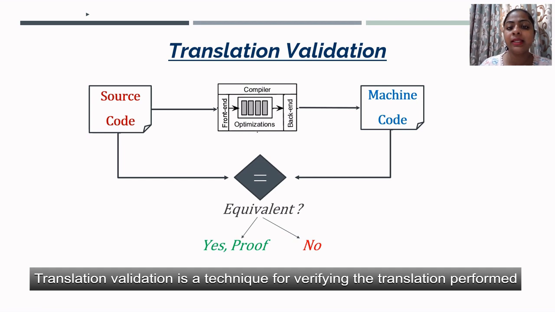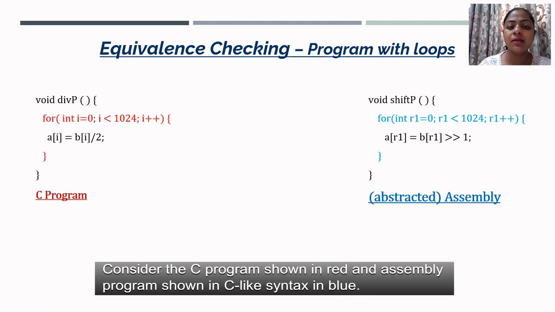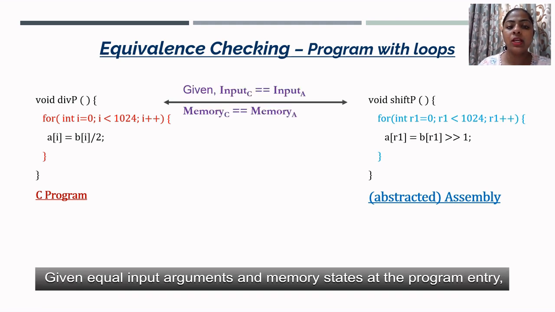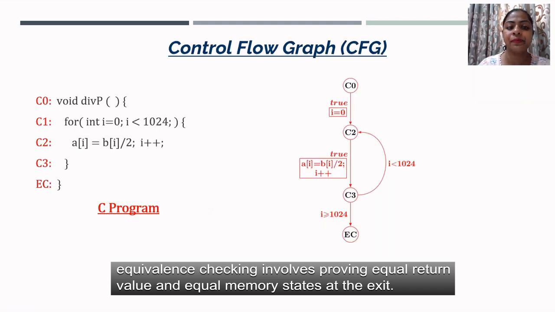Translation validation is a technique for verifying the translation performed by an optimizing compiler from high-level source code to low-level machine code. Consider the C program shown in red and assembly program shown in C-like syntax in blue. Given equal input arguments and memory states at the program entry, equivalence checking involves proving equal return value and equal memory states at the exit.